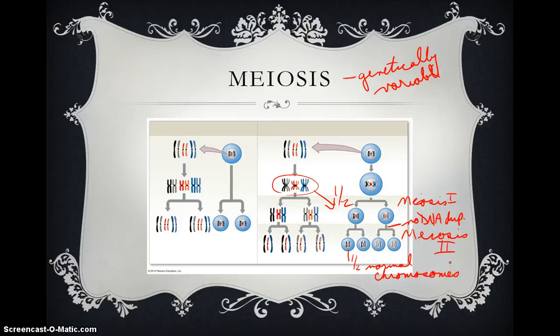During the process, there is some recombining of the DNA so that a chromosome that is in one cell might not be exactly the same as what ends up in another cell.